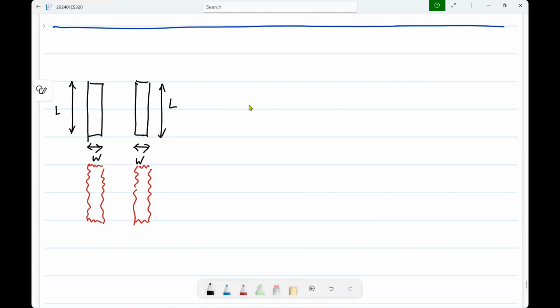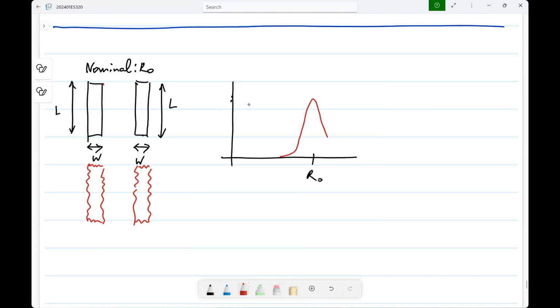So if you do make a large number of resistors on an IC, and then look at the distribution of their values, you will see something like this. Let's say nominally they had to have a value R naught. You will find that the values will be centered at R naught, but you will have some typically Gaussian distribution that you see for anything in large numbers.